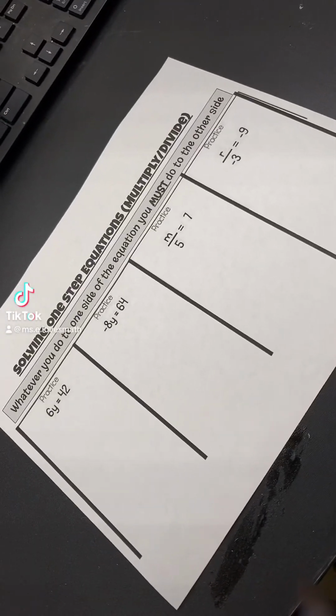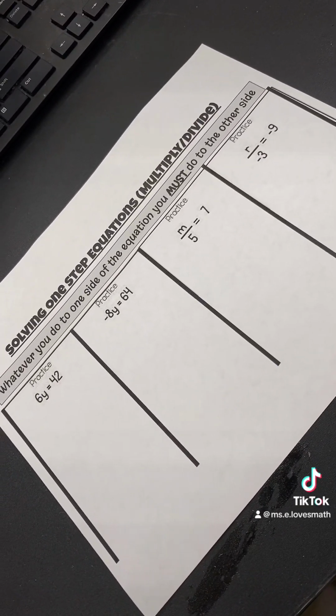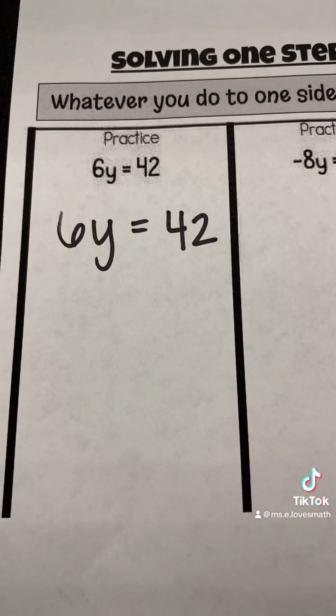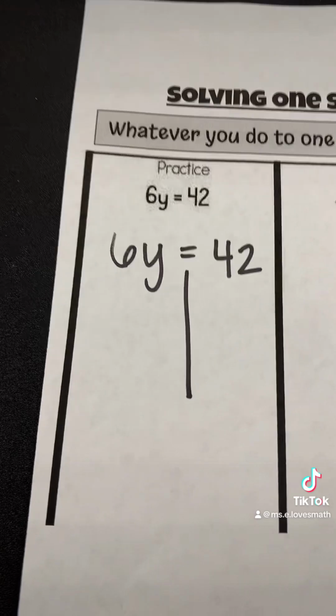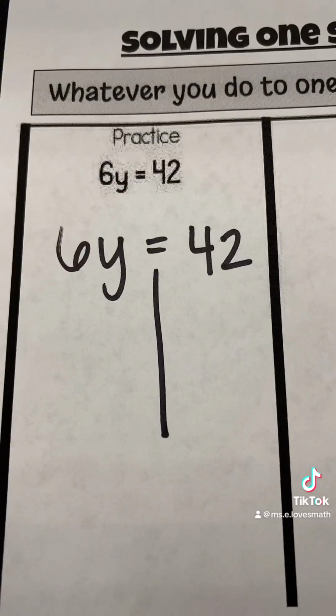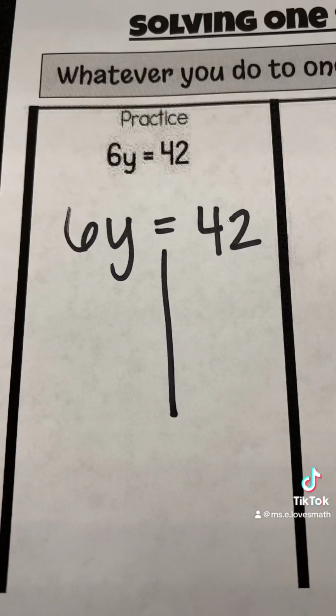Solving one-step equations using multiplication and division. Our first example is 6y equals 42. The first thing I like to do is find my equal sign. Now we need to decide if we are multiplying or dividing.